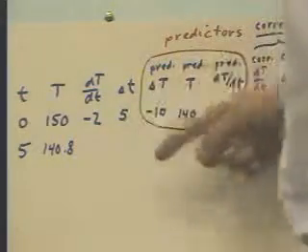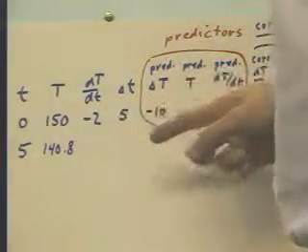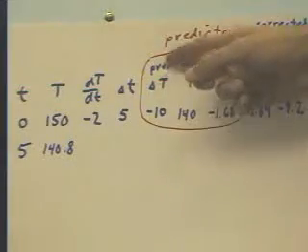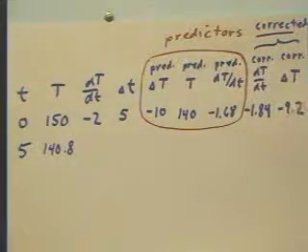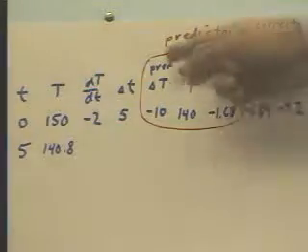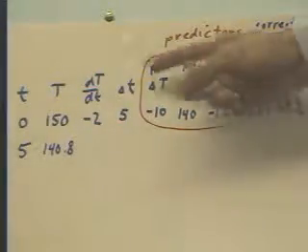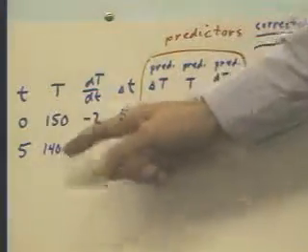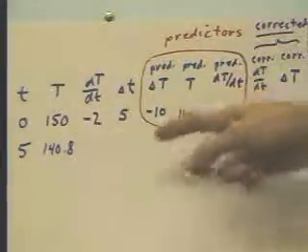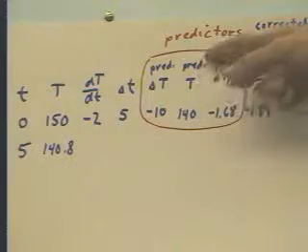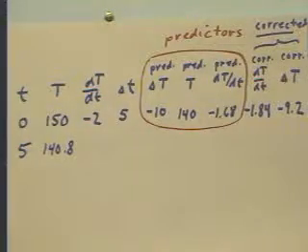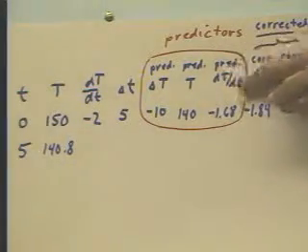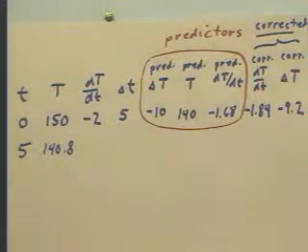Okay, if delta t is 5 seconds, and of course -2 degrees per second for 5 seconds gives a predicted delta t of -10 degrees. Now we're just saying that's a predicted -10. We're not really going to apply that -10. We're not going to say that we go down to 140 over here, but we will say that based on this prediction, our predicted temperature would be 140, so that our predicted rate would be -1.68.